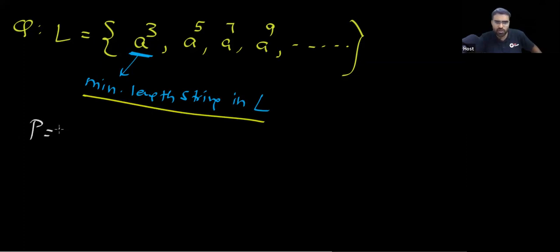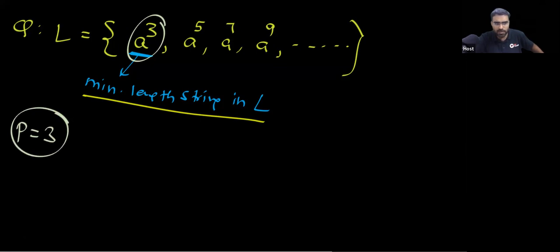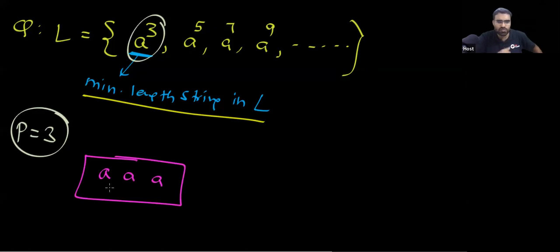If I take p equal to 3 also, then when I repeat this y 0 times, the resulting string will have length less than 3. Yes or no? Agree or not? Very simple point I'm saying. In this language, this string has minimum length. If we consider p equal to 3 and this is a candidate string, now whatever y you take, if you repeat that 0 times, what will be the length of the resulting string?